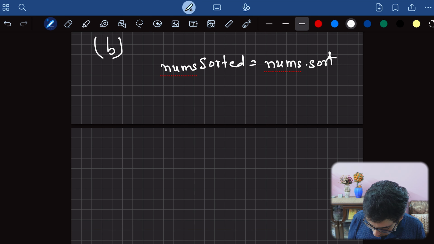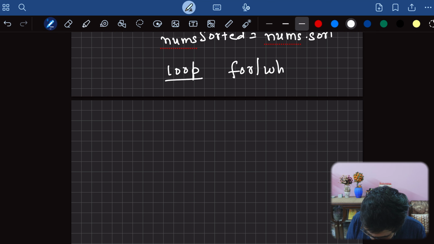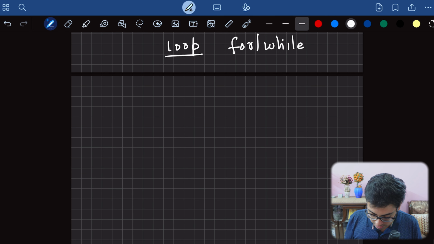Then the next thing we're going to do is run a loop. Loop can be a for loop or a while loop. I sometimes prefer a while loop, even though writing a for loop is much faster, but a while loop gives you full control over how you want the looping variables to operate. Then in the loop, the next thing we're going to do is shift this.